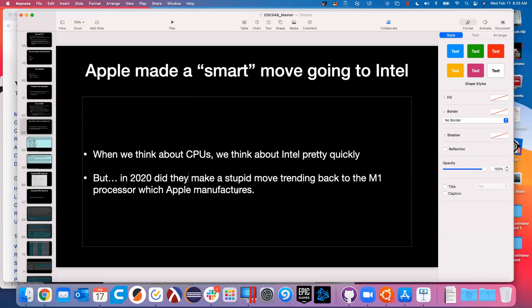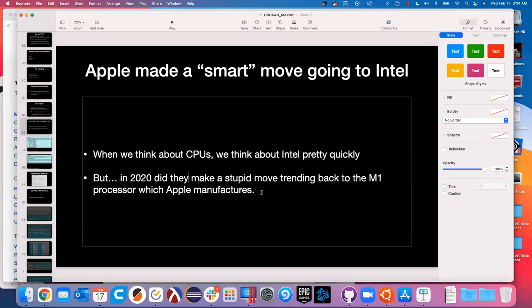But in any case, we're going to say that they made a smart move back then. Obviously, it worked out pretty well for Apple. Apple's had a nice run since that move, and it's not just because of that move. You had the iPod, iPhone, iPad, a bunch of stuff in there that had been hits, right? But now, just recently, they said we're going back to the M1 processor. Well, we're going back to a different processor, a non-Intel processor. It's an ARM-based processor.